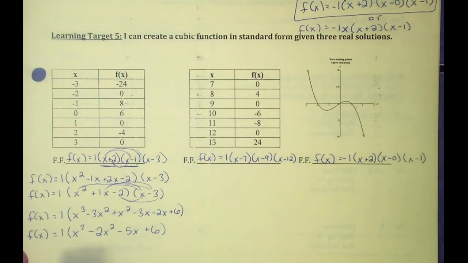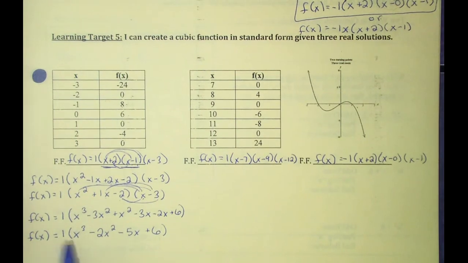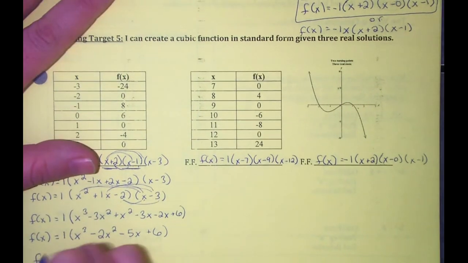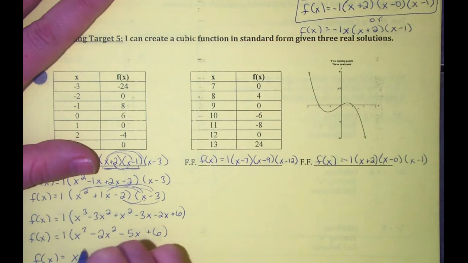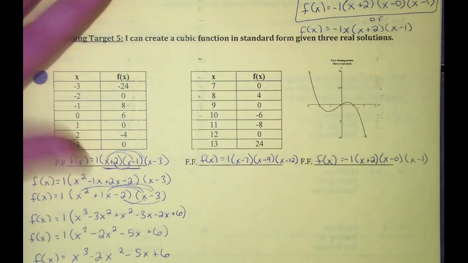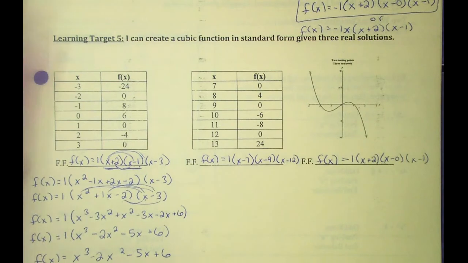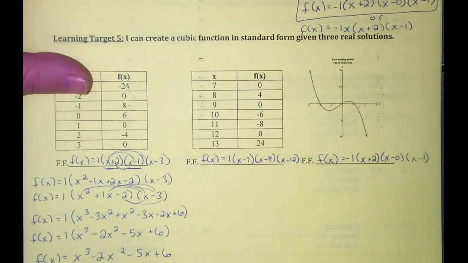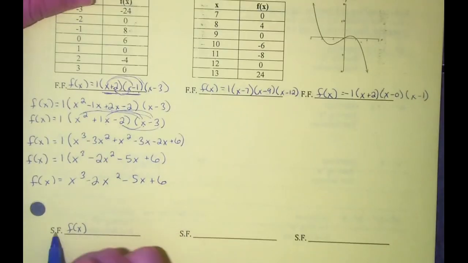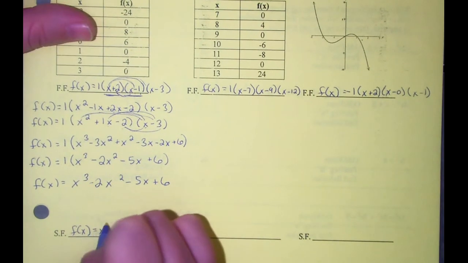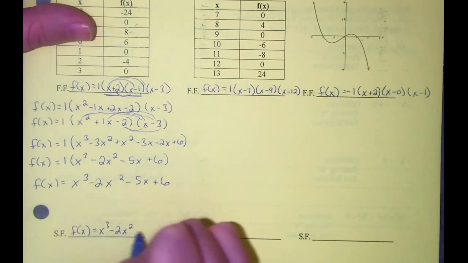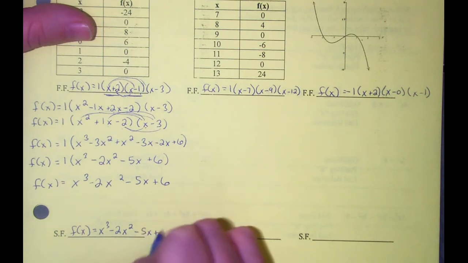And the last step is to take this a value and multiply it by everything in here. In this case, the a value is just 1, so it's not really going to change anything. So I am just going to leave it as x cubed minus 2x squared minus 5x plus 6, because when I multiply all of these by 1, they all stay the same. So in standard form, that's what the SF stands for down here, is standard form. It's going to be x cubed minus 2x squared minus 5x plus 6.